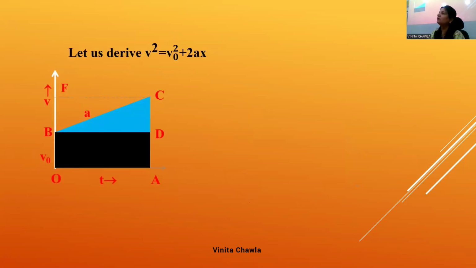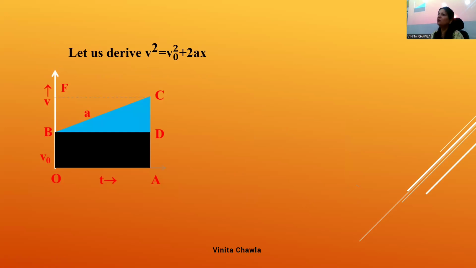So let's derive third equation of motion. It's V square is equal to V naught square plus 2Ax. See, here in this equation also we'll find area under curve, but this time, when we find area under curve, we will not divide this into triangle and rectangle. We can consider this as one figure, and we can see that one pair of sides are parallel. Yes, we have OB and AC parallel to each other. So it is a trapezium.